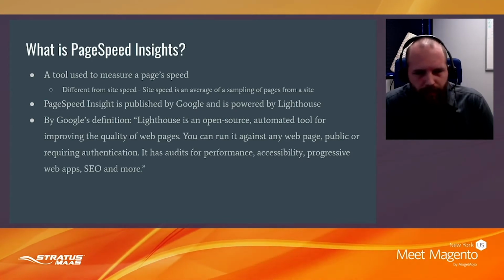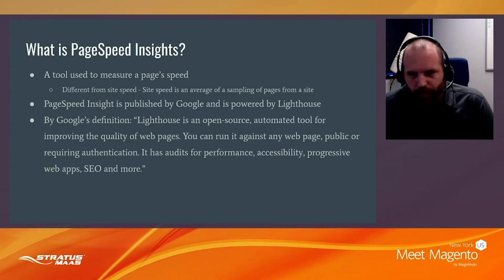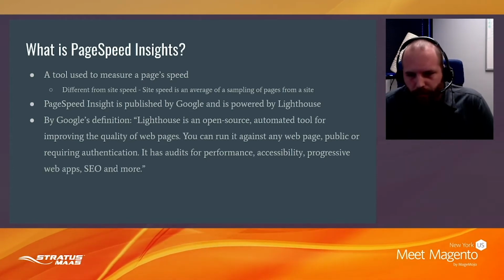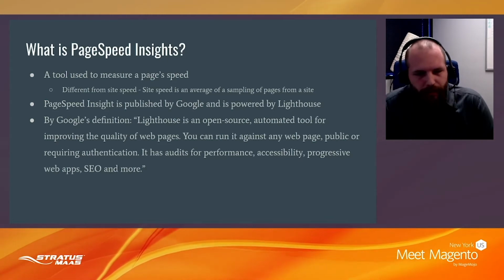By Google's definition, Lighthouse is an open source automated tool for improving the quality of web pages. You can run it against any web page, public or requiring authentication. It has audits for performance, accessibility, progressive web apps, SEO, and more.